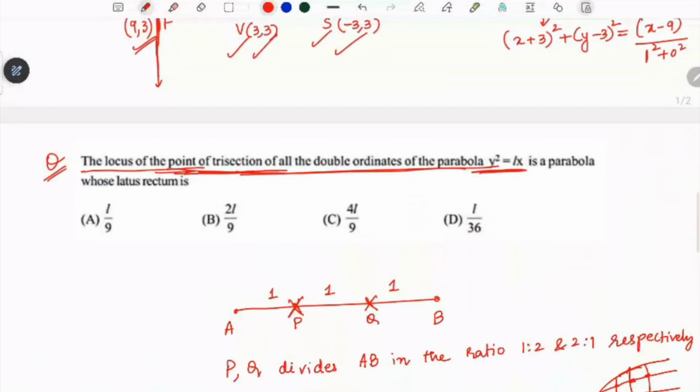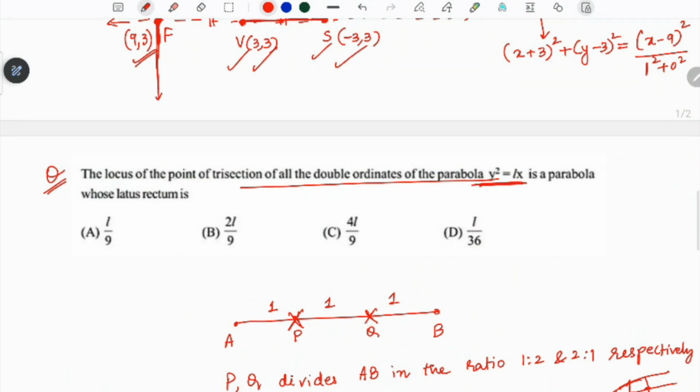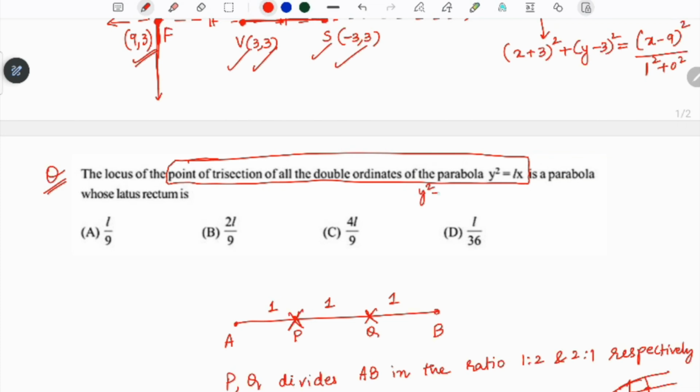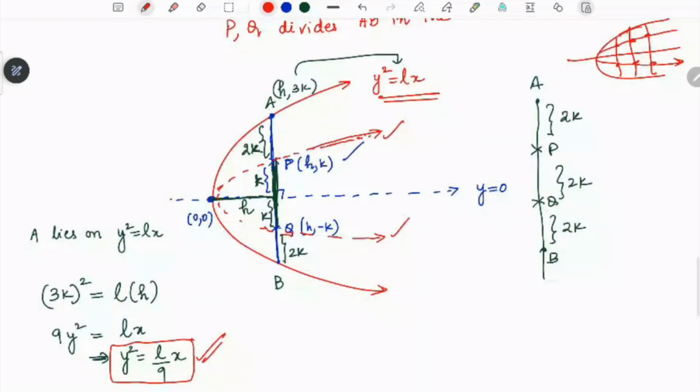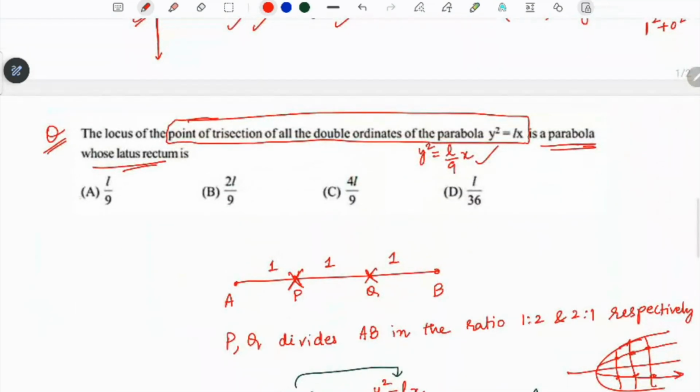Let's see what they're asking. Locus of points of trisection. You have to collect points of trisection of all double ordinates of this parabola. If you collect that, we are getting the locus as y square is equal to L by 9 x. So locus is a parabola. Yes, of course, locus is a parabola. What is the latus rectum of the parabola? Locus is one parabola, right? What is latus rectum for this? Equation is y square is equal to L by 9 x. So latus rectum should be L by 9. So we have to mark L by 9.